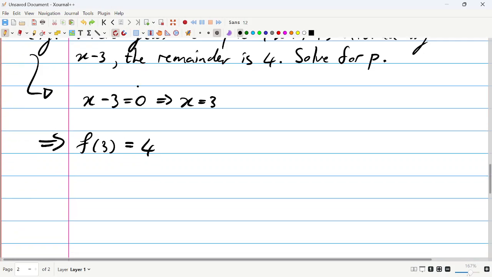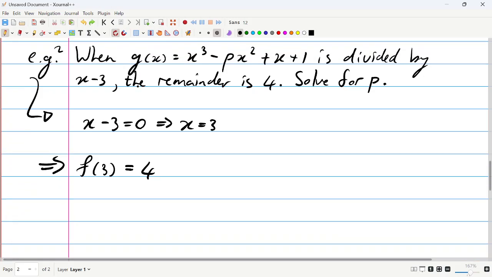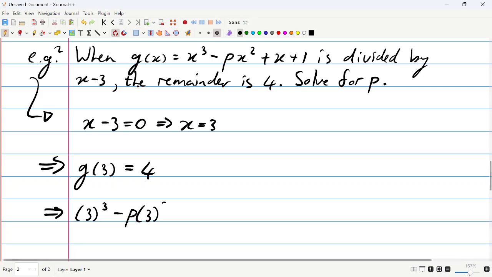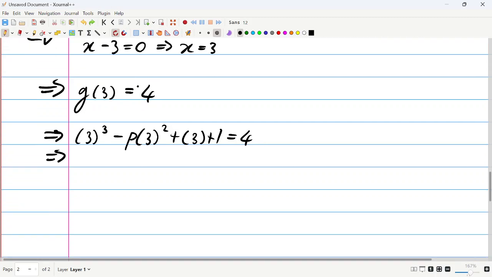Okay. So therefore we know that f of 3 is just going to be equal to what? Oh, sorry, it's not really going to be f. It's actually going to be g, right? I'm so used to the f. So this implies to us now that 4 is going to be equal to, I guess I can plug this thing in over here, 3 to the power of 3 minus p multiplied by 3 to the power of 2 plus 3 plus 1 is equal to 4, right? That makes a lot of sense now, because it's basically the function at x equals 3 is equal to 4. So now we just simplify, right?